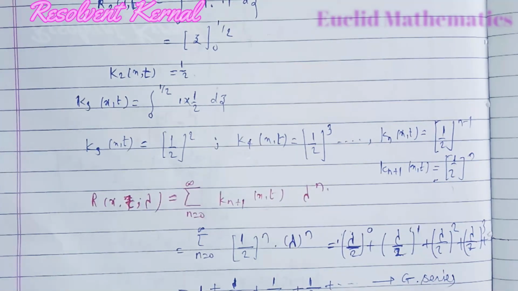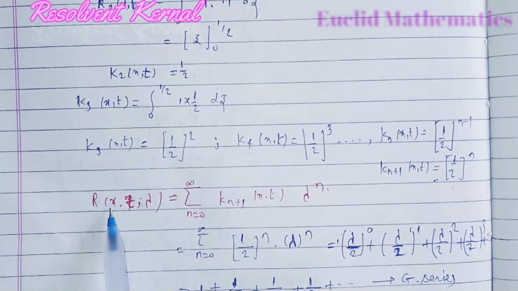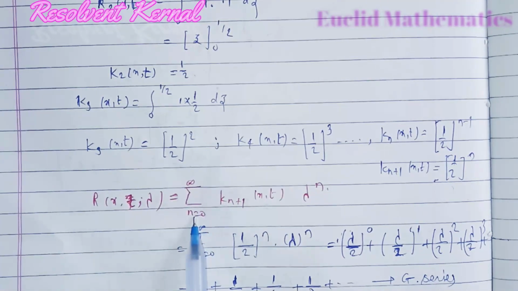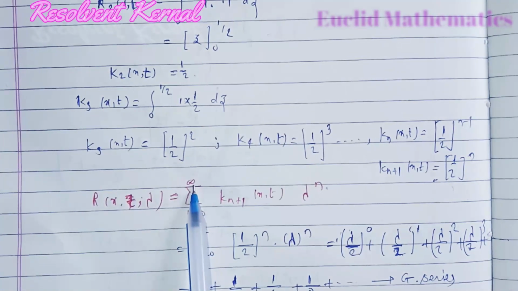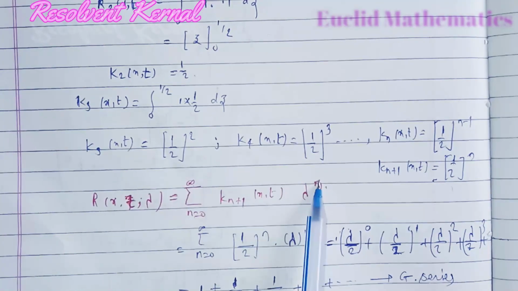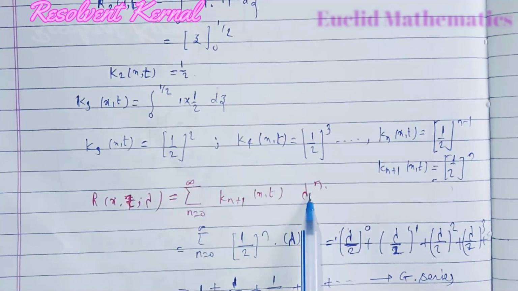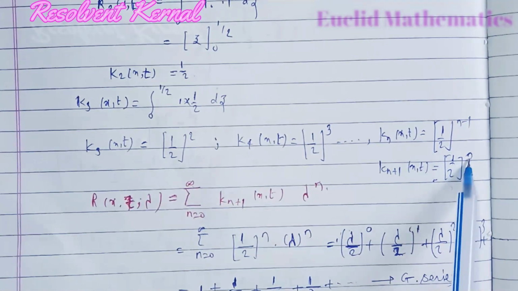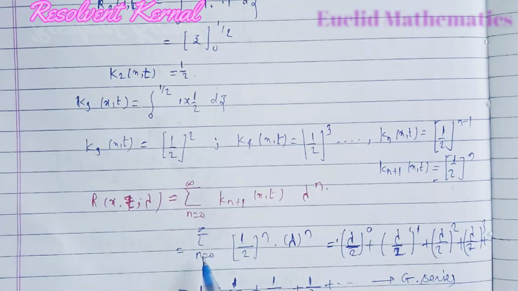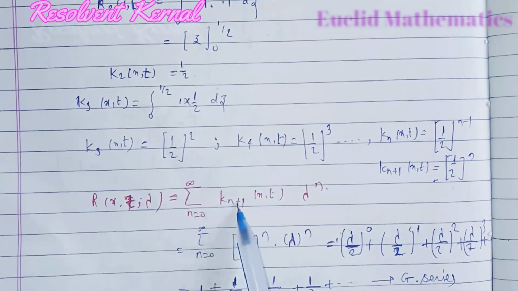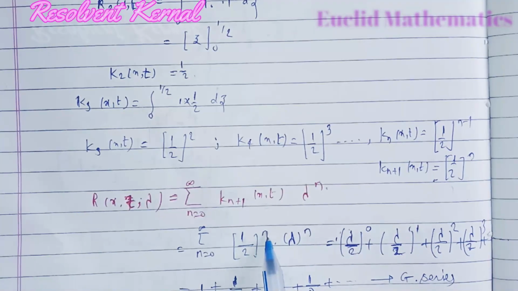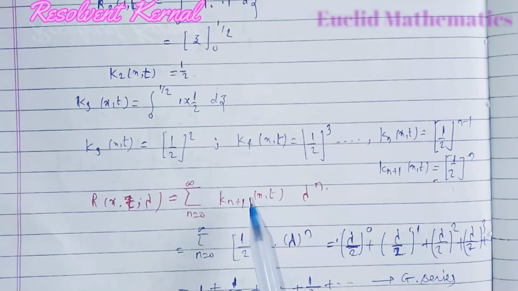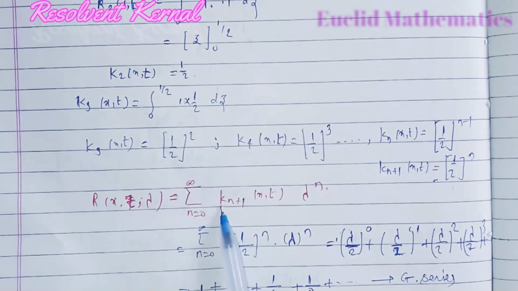What is the result for the resolvent kernel? Resolvent kernel R of xt lambda is equal to summation n running from 0 to infinity of kn plus 1 of xt times lambda raised to n. Lambda, we know, has value 1, and 1 raised to anything doesn't matter. So kn plus 1 of xt is here 1 by 2 raised to n. Now substitute this value in our result: n running from 0 to infinity, kn plus 1 of xt is 1 by 2 raised to n, and lambda raised to n remains the same. This is a standard result which you all need to remember for finding the resolvent kernel.